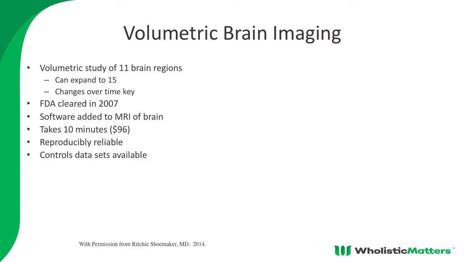So this was cleared in 2007 by the FDA. It takes 10 minutes to run the data through the software program. And what you'll find is that there are many, many MRI centers around the country that have licensed the NeuroQuant software. So what you do is you go to the website for NeuroQuant called Cortex, and you can type in your zip code, and it will tell you your closest NeuroQuant MRI center.